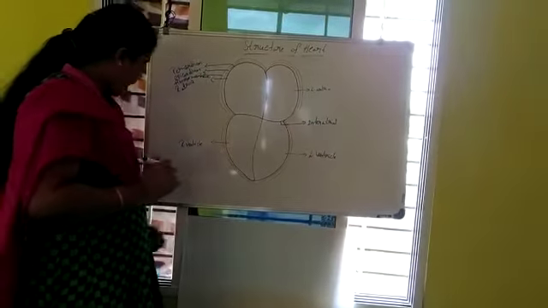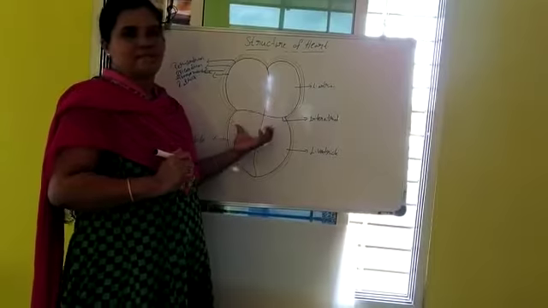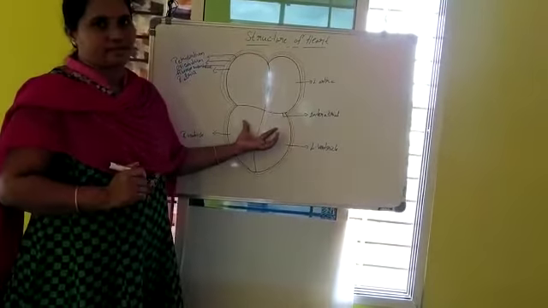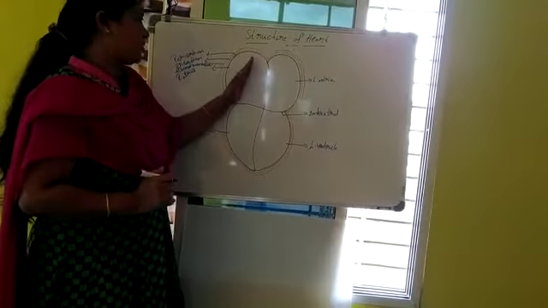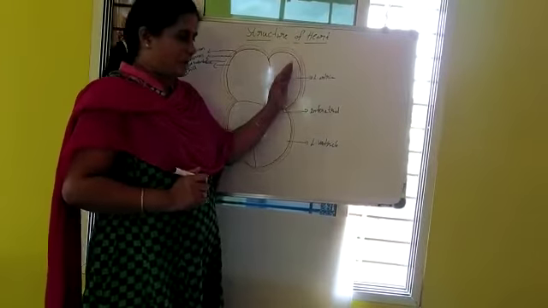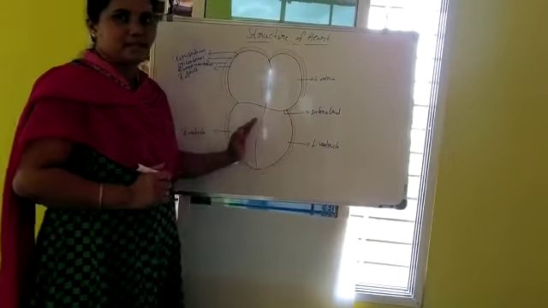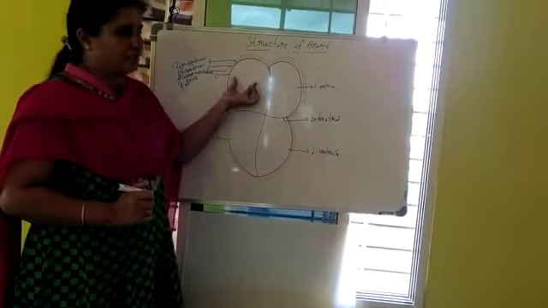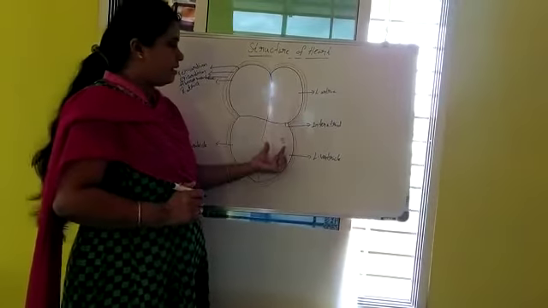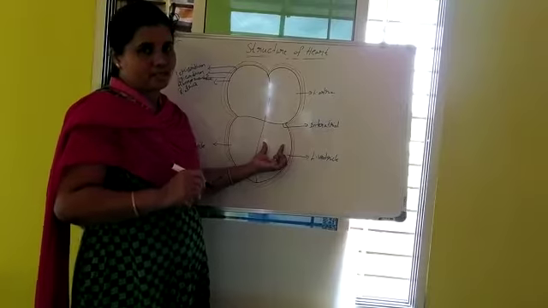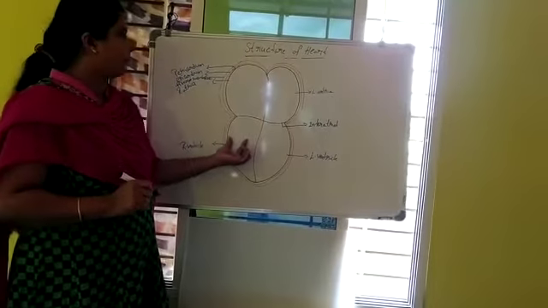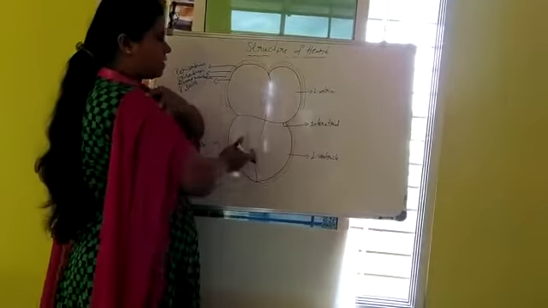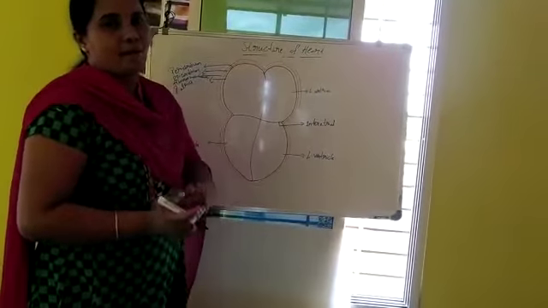The heart is a four-chambered muscular organ. These two are atria and these two are ventricles. This is the right atria and this is the left atria, and this is the left ventricle and this is the right ventricle. The right atria is larger than the left atria and the left ventricle is larger than the right ventricle.